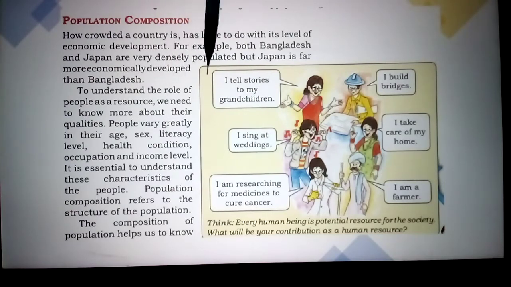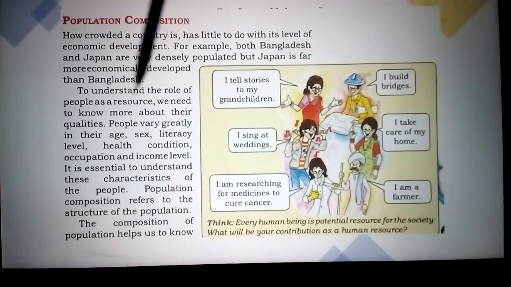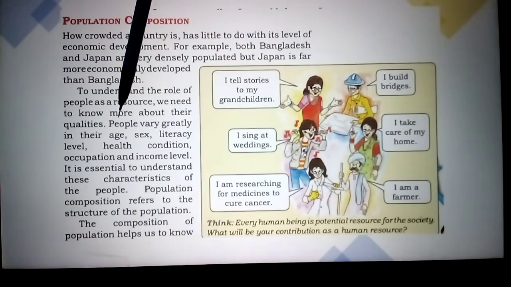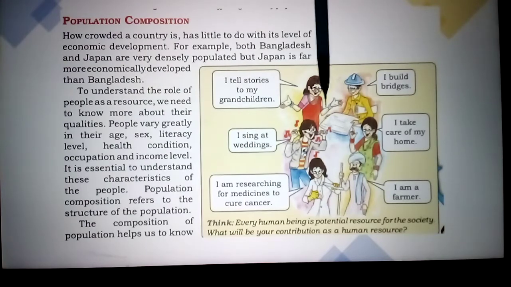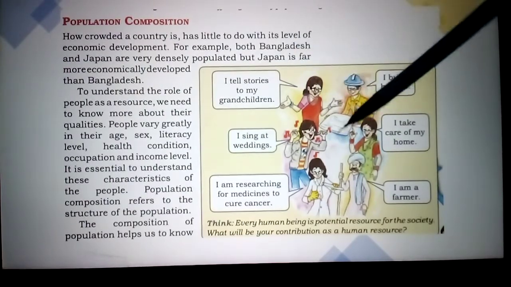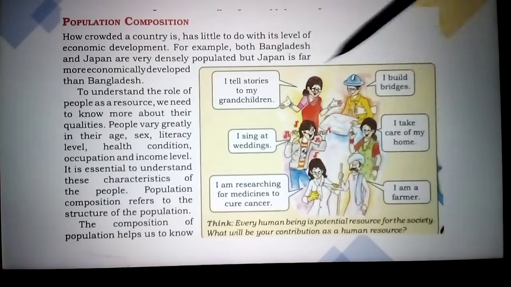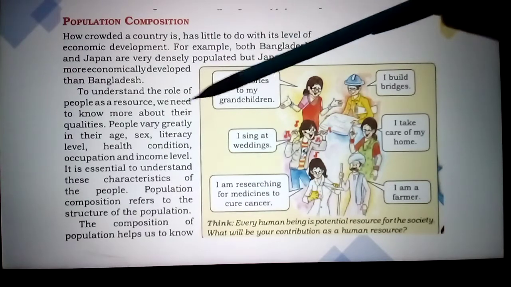So, to understand the role of the people as a resource, we need to know more about their qualities. So, what is the quality of the people? Their age. Suppose, see here, all these age groups. Children 0 to 7, they are studying only. But this age group is helping the families or societies. So, age is one factor.